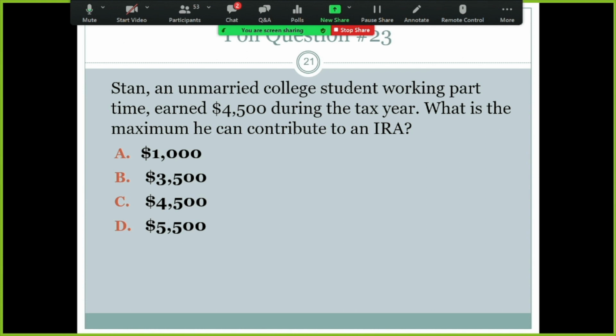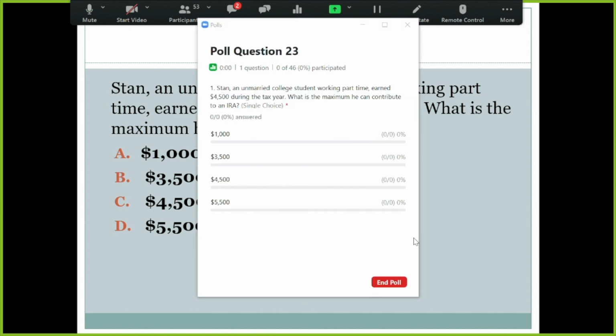We're now ready for a poll question. Poll question number 23. Stan, an unmarried college student, working part-time, earned $4,500 during the tax year. What is the maximum he can contribute to an IRA? You'll have a minute to complete the poll question.